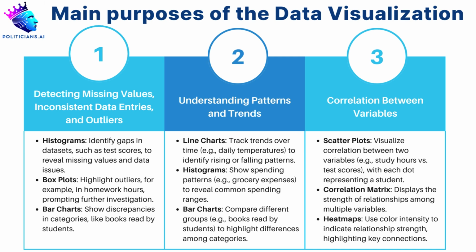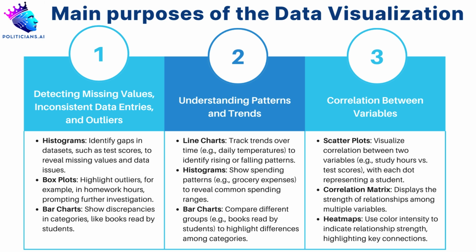Histograms can show us patterns in simple datasets, like how many people spend a certain amount of money per week on groceries. A histogram will tell us how often people spend less than $20, between $20 and $50, and so on. This helps us see the most common spending ranges and understand how much people typically spend.